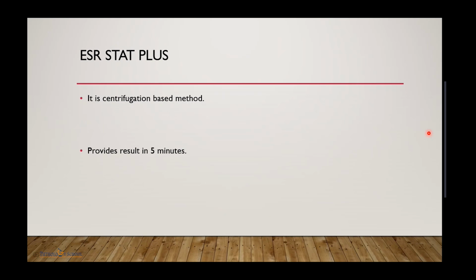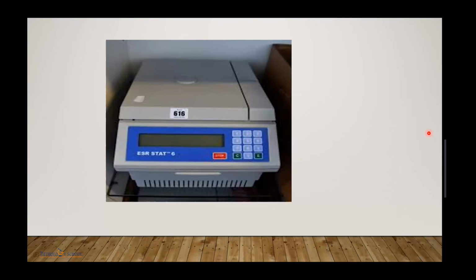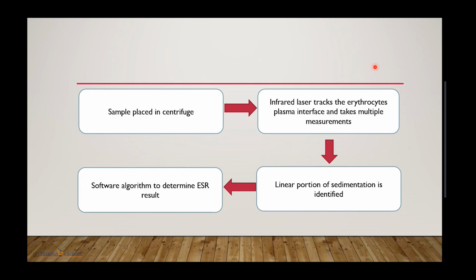Next method is ESR Stat Plus. It is a centrifugation-based method which provides the result within 5 minutes. This is a machine. The principle of ESR Stat method is we place the sample in the centrifuge, and the infrared laser is used to track the erythrocyte plasma phase and takes multiple measurements. So the linear portion of sedimentation is that, and using the software, we determine the ESR results.